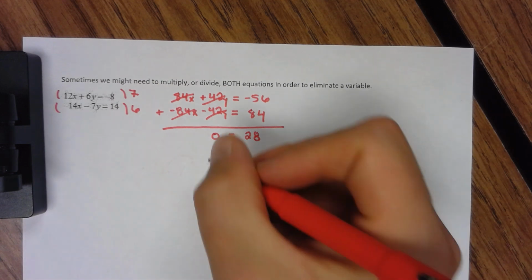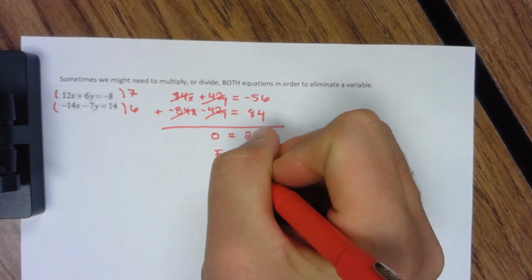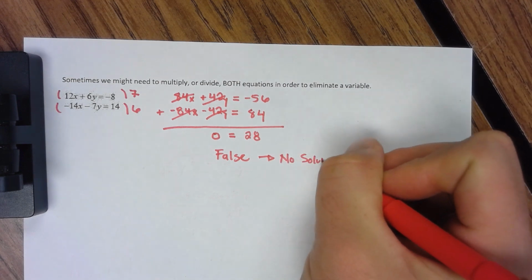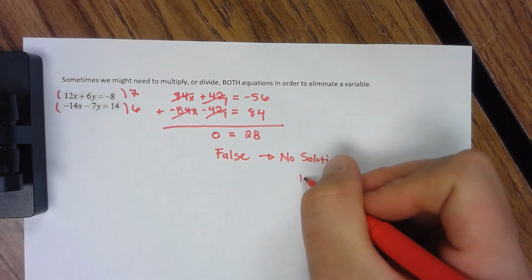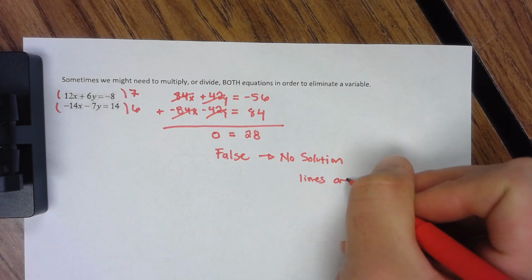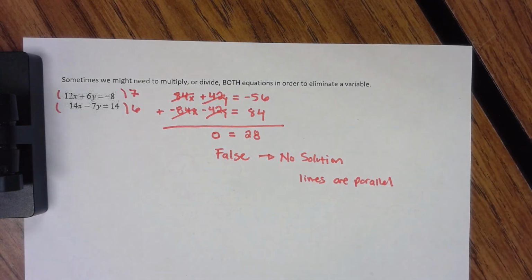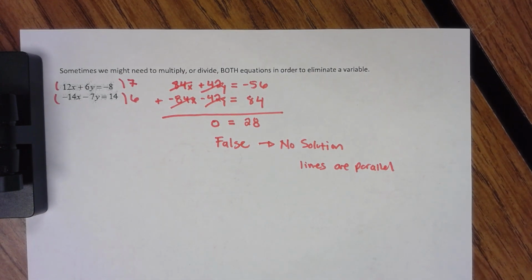So this is a false statement. And whenever we get a false statement, that means there's no solution. And thus the lines are parallel. They will never intersect. And just a reminder that if you were to add them together and you get like 0 equals 0 or something true, that would just be the opposite. That would be infinite solutions. Okay, not all. All is different. It would be infinite in that case.